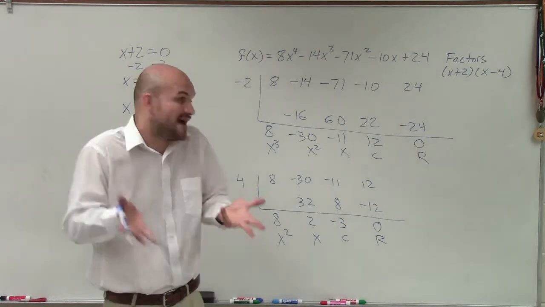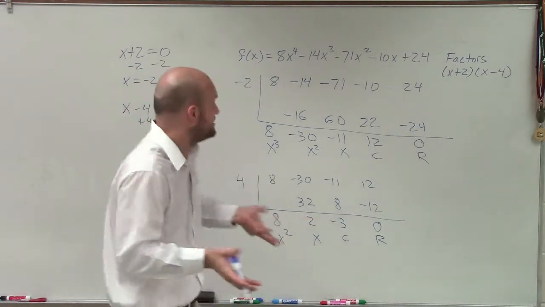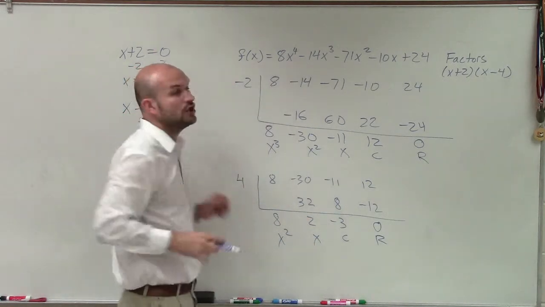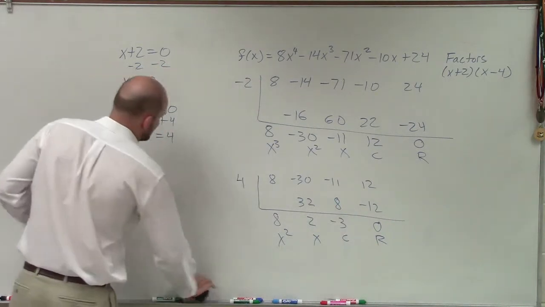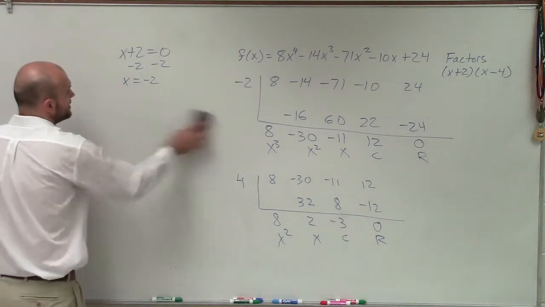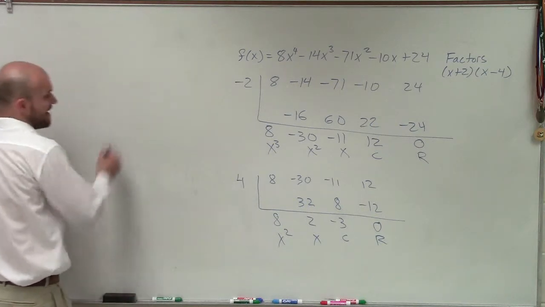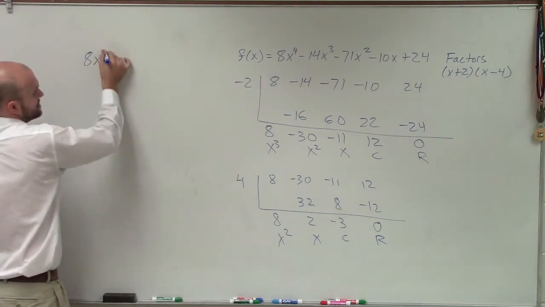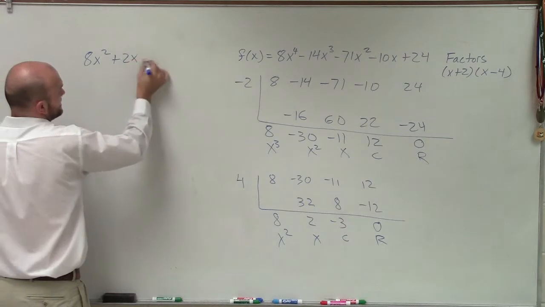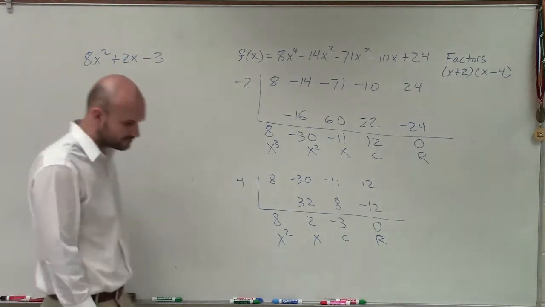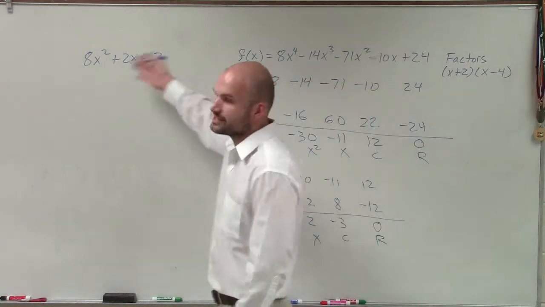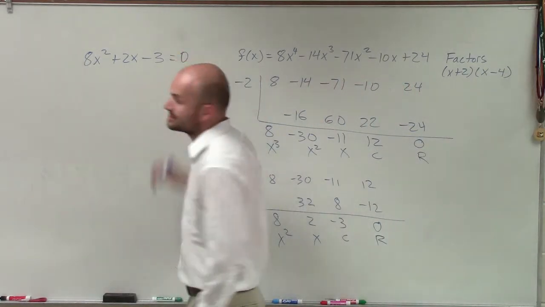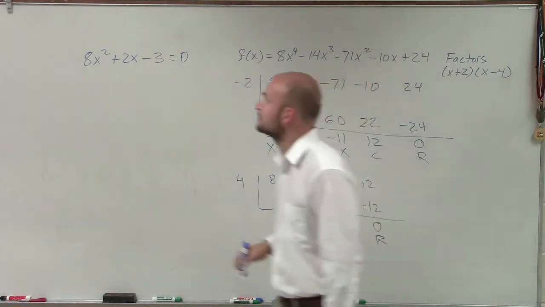However, there's two more factors, and how do I know there's two more factors? Because our polynomial is raised to the 4th power. So there's two more factors that we can go ahead and find. So what I need to do to find those is factor 8x squared plus 2x minus 3. And to do that, there's a couple different ways we could do that. And remember, this is another factor, so we can set it equal to 0 to find the other zeros.